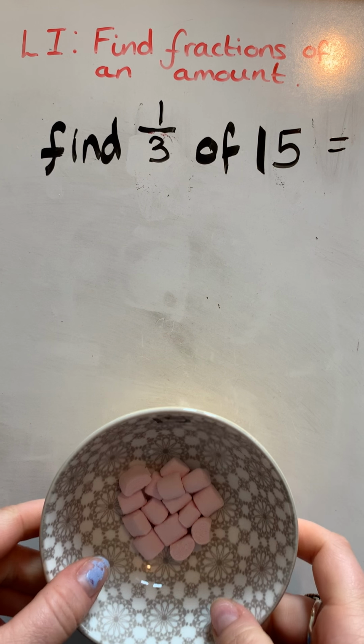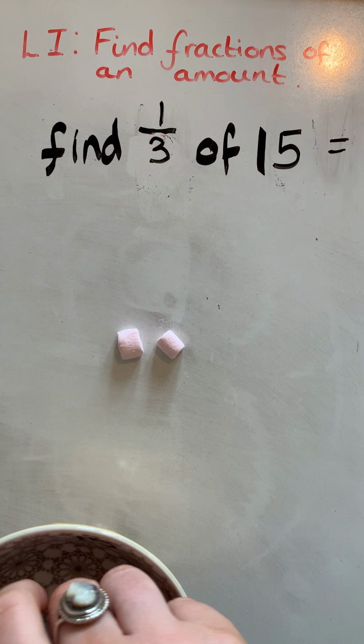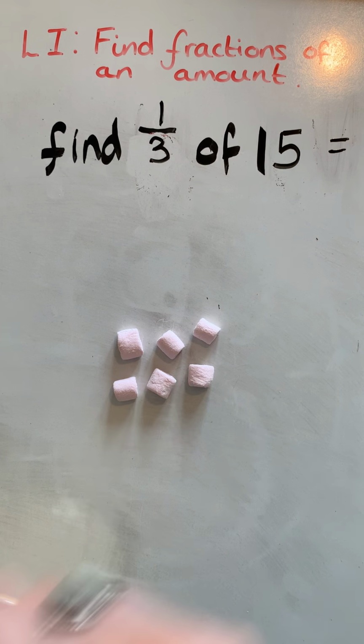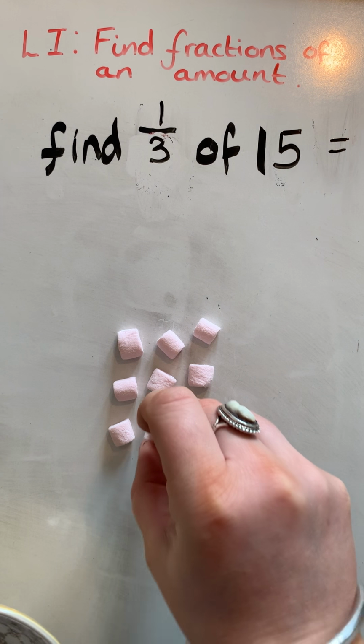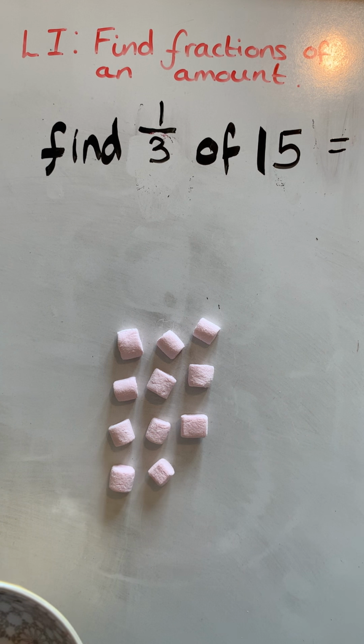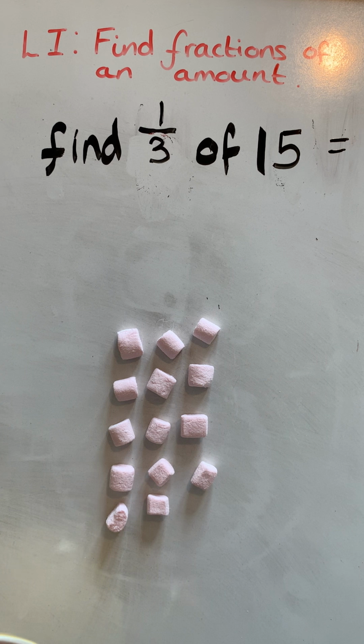We'll count them just to check that there are definitely 15. 1, 2, 3, 4, 5, 6, 7, 8, 9, 10, 11, 12, 13, 14, 15. Okay, so we've got 15 mini marshmallows there, and I would like you to have a go at trying to find out what 1/3 of 15 is.